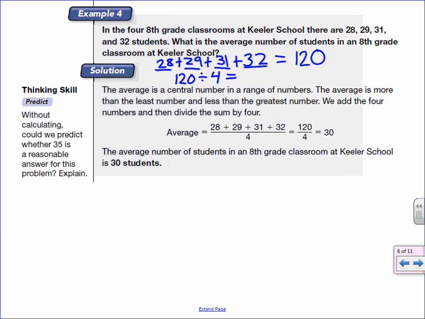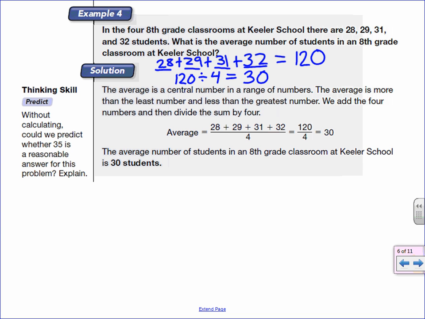And that's going to be 30. 12 divided by 4 is 3. 120 then is 30. So there's an average of 30 students in each classroom. Now there's not 30 students necessarily in each classroom, but if you spread them across and make them all even, that's when you would have the 30.